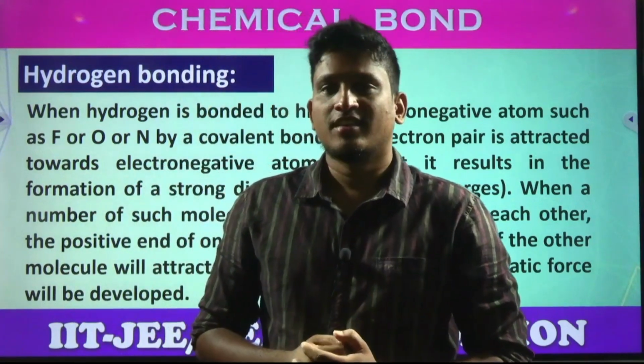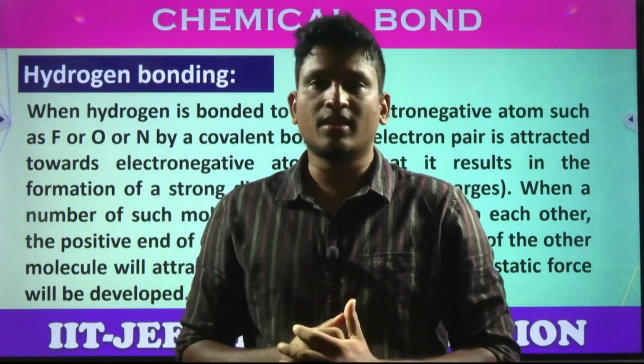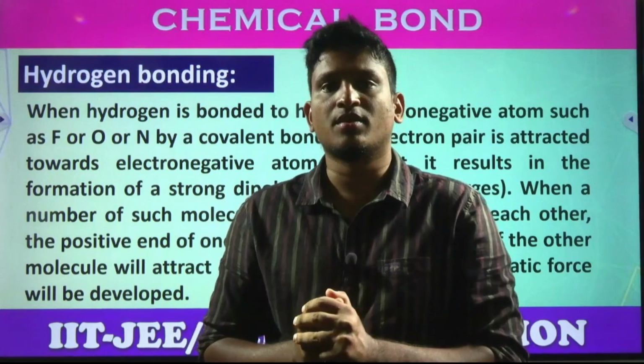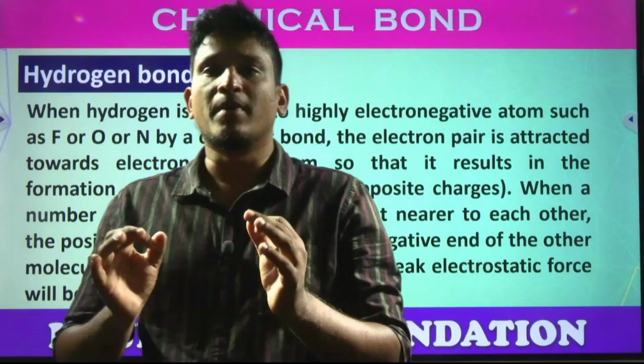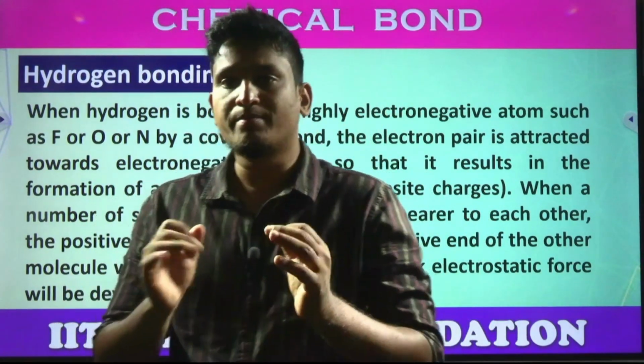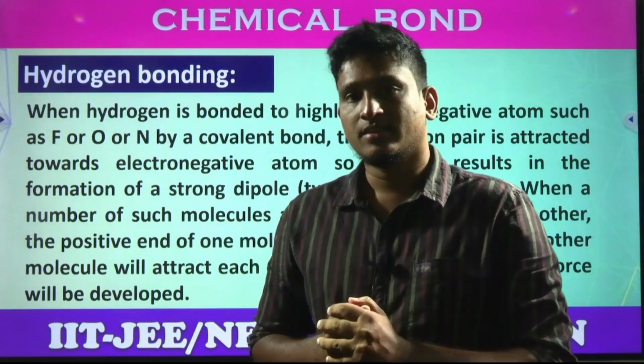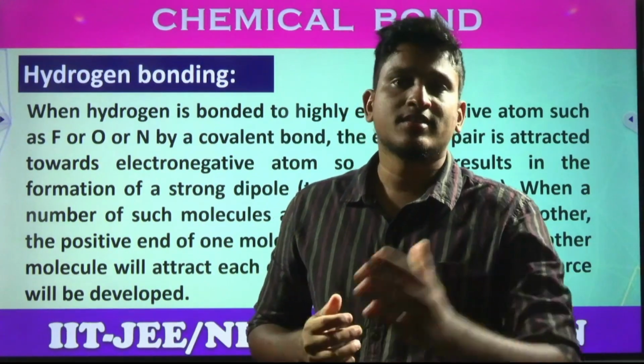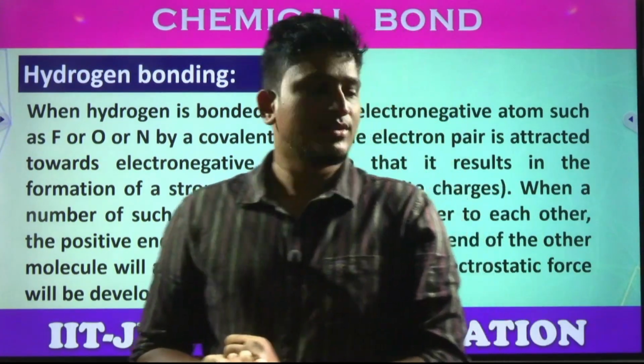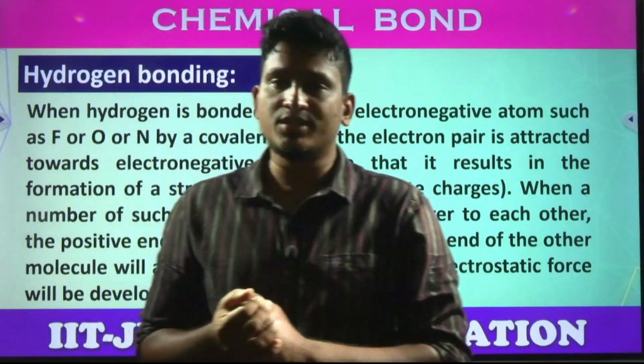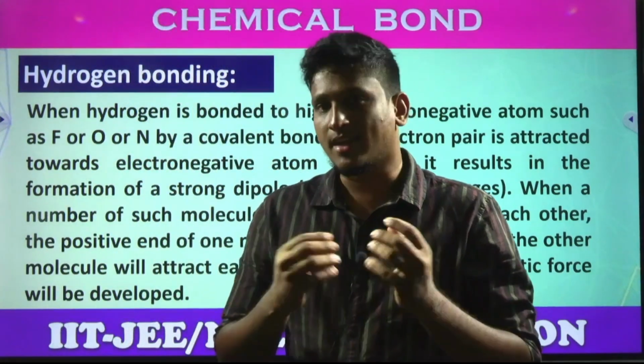Hello students. So today in the discussion on chemical bonding, we are going to discuss hydrogen bonding, metallic bonding, as well as some bond parameters like bond length, bond angle, and bond energy. So first of all, let us start the discussion with hydrogen bonding. So students, what is hydrogen bonding?